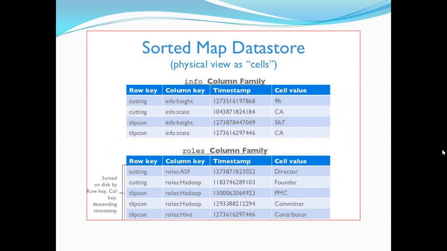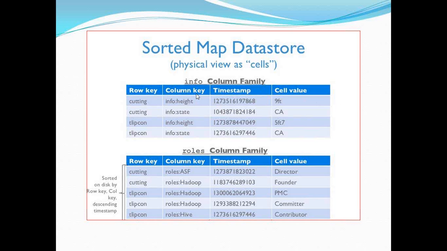Does it mean each column family is stored as a different physical object? Well, this view is of the physical view itself. When internally it tries to store, it marks each row, as you can see, cutting, in this case cutting, info height, timestamp, and 9 feet. This is all stored as a group or as a single physical entity in the database, and then you have it sorted also on those individual stuffs.